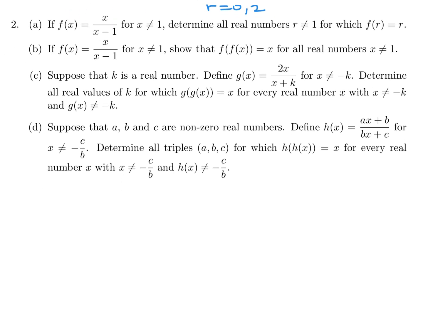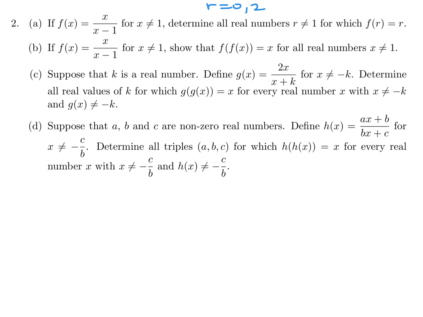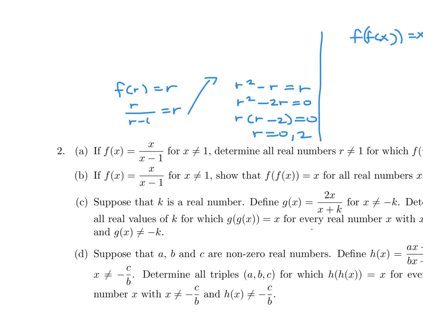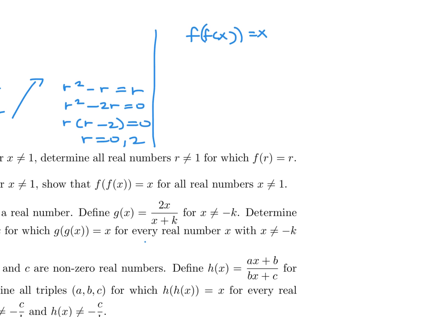Part B. If f(x) is equal to x over x minus 1, show that f(f(x)) equals x for all real numbers x not equal to 1. Same sort of story here. We want to show that f(f(x)) is equal to x. Are we using the same formula? Yeah, it's the same formula. So let's do this carefully here.